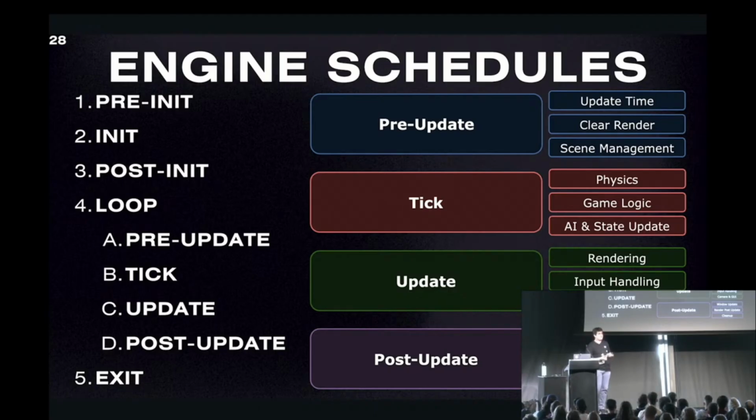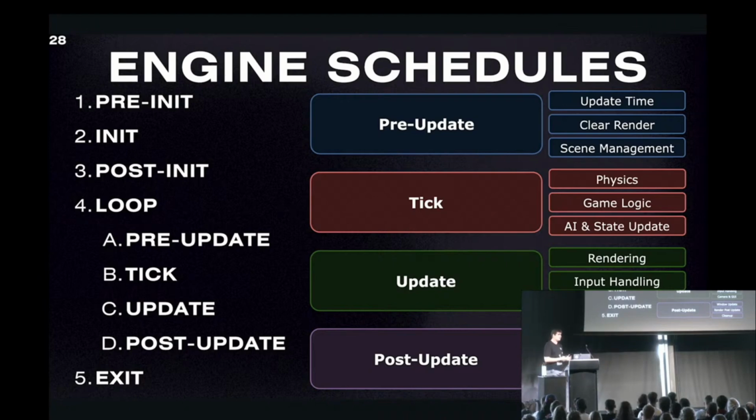Now, pre-update is something that you want to happen at the start of every frame. This would be updating your delta time, clearing your renderer, and doing some basic scene management. The next would be tick. Tick is where you want to put all your game logic, physics, and AI and state updates.